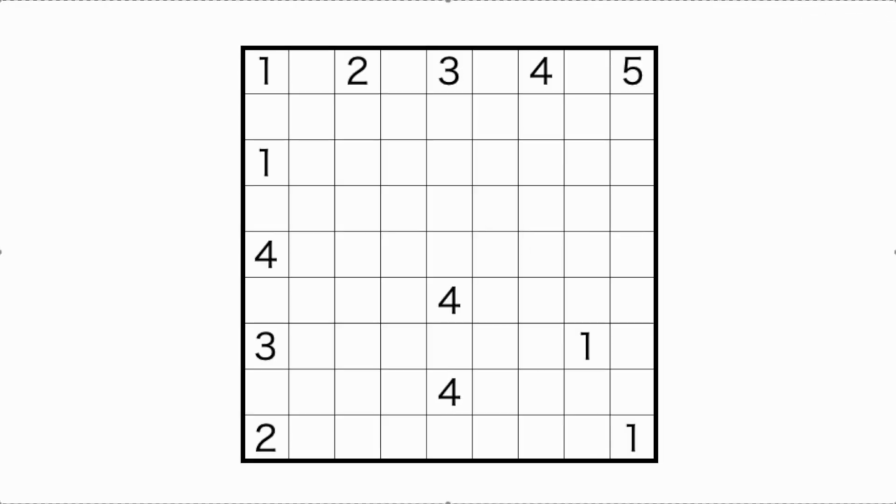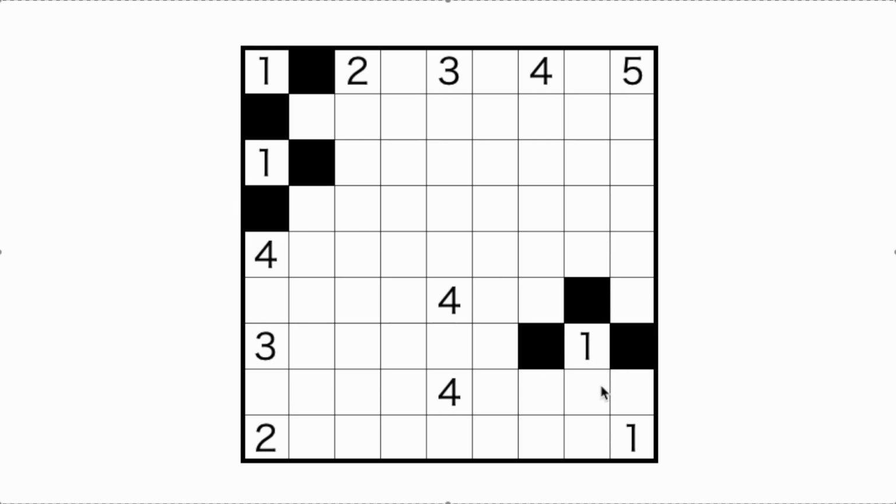Today's Nurikabe is by Tyrgannus. I start Nurikabe by looking for 1 clues if they exist because they are givens for us. We can isolate all the 1s in the grid with shaded cells all the way around them. That's the only way you can make a region of size 1.